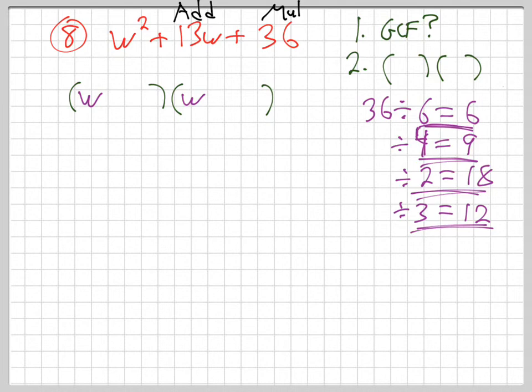So these are all options. Which of these have the ability to add to be 13? 4 and 9. So 4 here, 9 there, or vice versa. The order never matters. What signs do we need? What tells us the sign? The sign in the middle goes on the bigger. That's always true. The sign in the middle goes to the bigger, and it also goes in the other one. In this case, it goes on both of them.